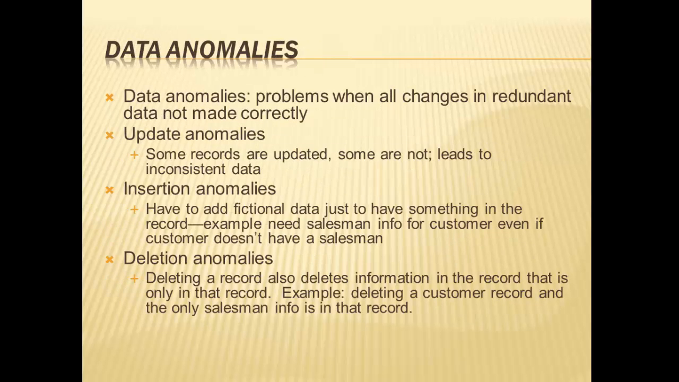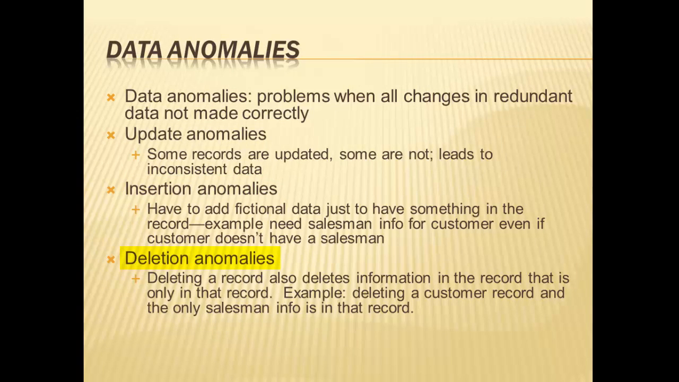Data anomalies are problems that we run into when changes are made in redundant data but not made correctly. We have update anomalies, insertion anomalies, and deletion anomalies. Update anomalies mean some records might be updated and some might not be. Some names might be spelled correctly in one place and different in another place. Insertion anomalies, you may have to add fictional data just to have something in the record. Deletion anomalies mean deleting a record may delete information that's only used in that record, and you won't have that information anywhere else.